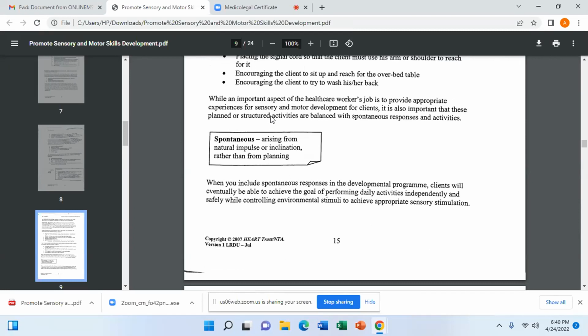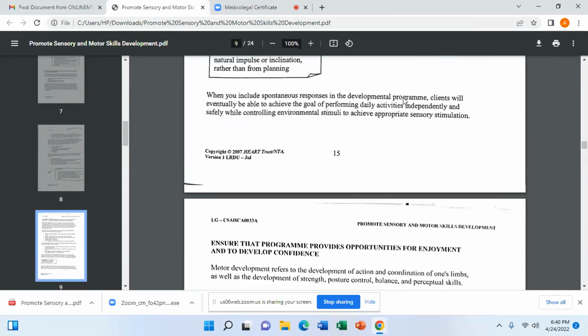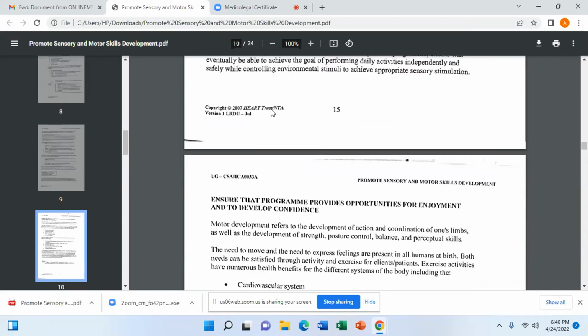It says spontaneous responses and activities. What are those? It says spontaneous means arising from natural impulse or inclination rather than from planning. So it's not that it was a planned thing for them to do. It's just out of the blue, it was done, right? When you include spontaneous responses in a development program, clients eventually will be able to achieve goals and performance independently.